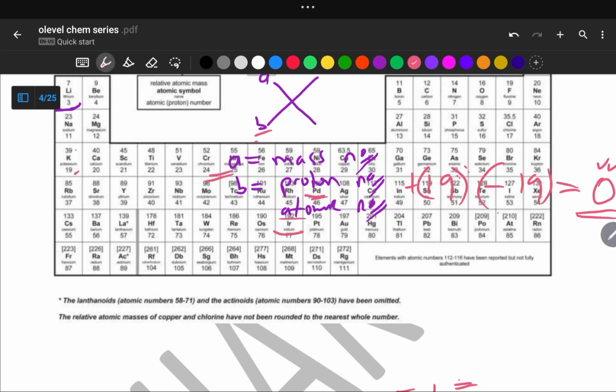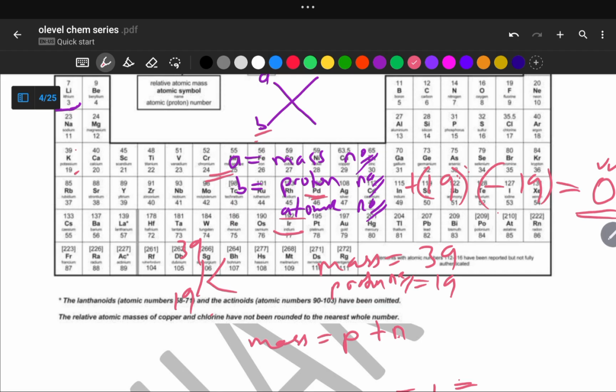So potassium is K, 39, and then 19. So the mass number is equal to 39, and then the proton number is equal to 19. So we said mass number is equal to the sum total of protons plus neutrons. So we want to find the number of neutrons, right? Because from this information we can only derive the number of protons, the number of electrons, and the mass number.